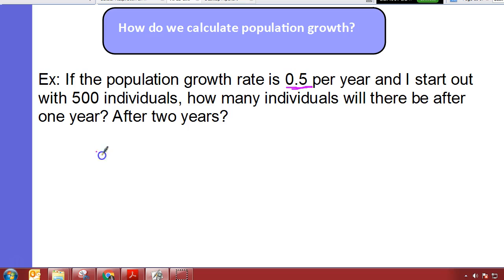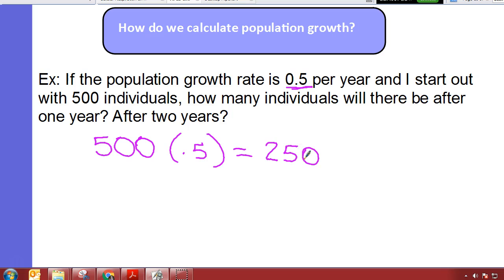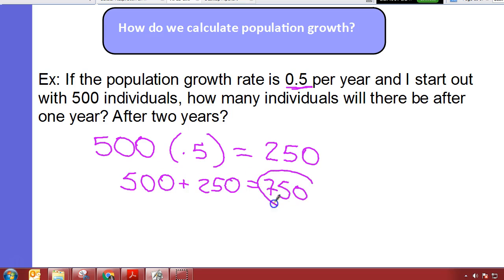Multiply by 0.5, right? So if I take 500 individuals and multiply by 0.5, that's going to tell me how many individuals are added to the population, because I'm going to end up with 250. Now, 250 is not my total population, because I started with 500. So what's my total population going to be? 750, right? So just 500 plus 250 equals 750. So that's my population after 1 year.